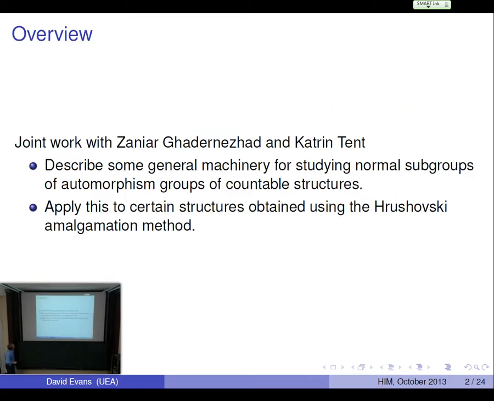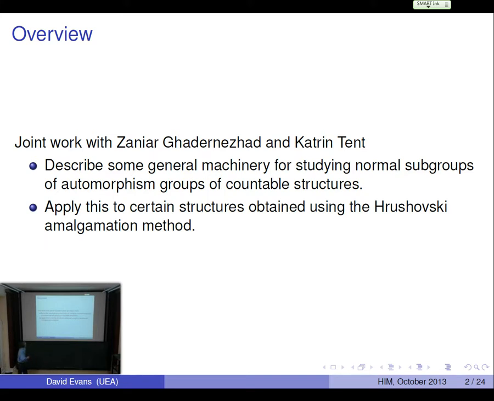Okay, so what I'm going to talk about is joint work with Zanya Gadanejad and Catherine Tent. What I'm going to do is describe some fairly general machinery for studying the normal subgroup structure of automorphism groups of countable structures. The machinery will be particularly applicable when the structure has some sort of notion of independence or some sort of free amalgamation associated to it. And what we're going to do is apply this to certain structures obtained using the Hrushovski amalgamation method.